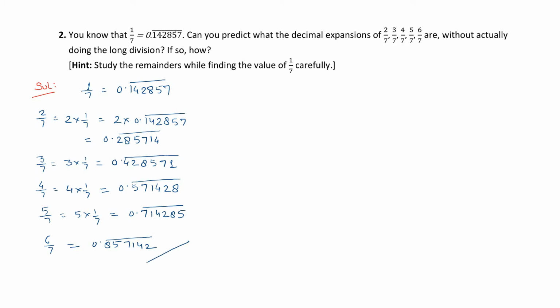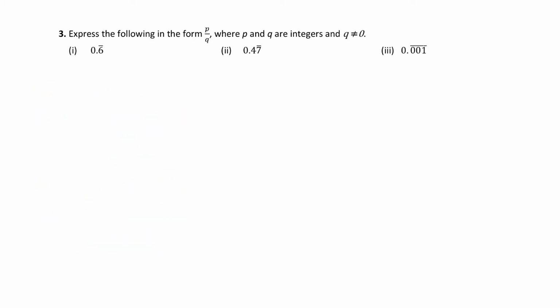Right? So next one is: express the following in the form p by q, where p and q are integers and q is not equal to 0. Yes. So let's take the first problem. Let x be equal to 0.6. So we can write it as 0.66666. Right. So here's equation number 1.